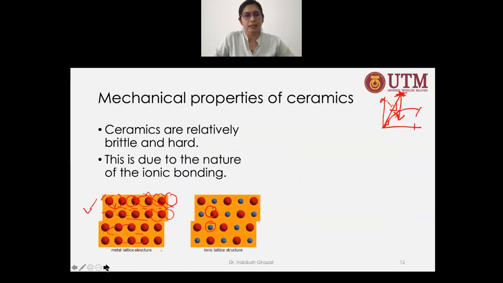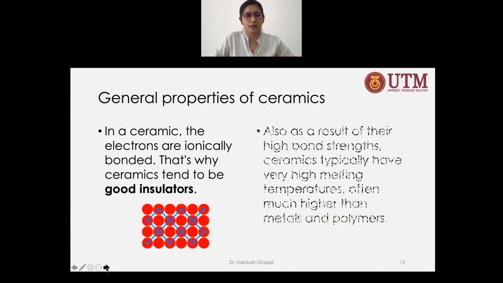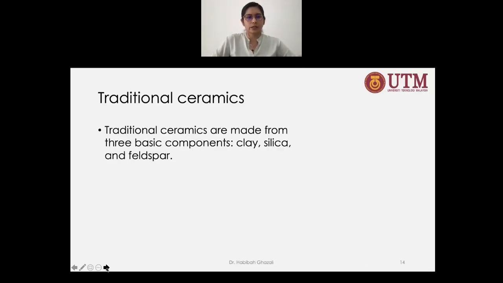Okay, so those are the mechanical properties and some general physical properties of ceramic materials. They're good thermal and also electrical insulators. As I mentioned earlier, ceramic materials can be classified into two: traditional ceramic and engineering or structural ceramic. Traditional ceramics are made from three basic components, which are clay, silica, and feldspar.